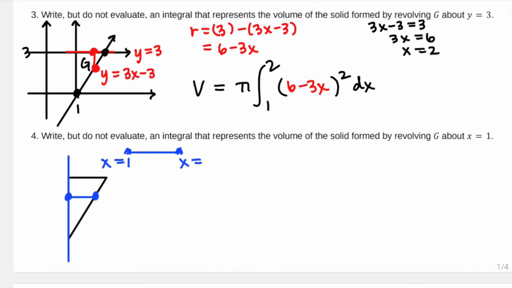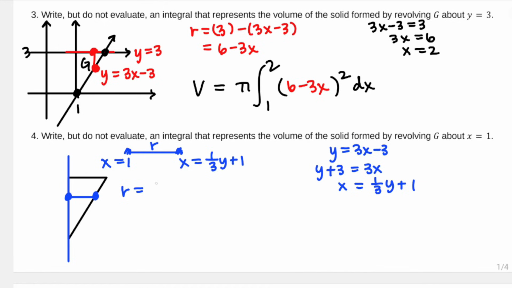Okay, now if I had y equals 3x minus 3, and I want to solve for x, I'm going to add 3 to both sides. x is going to equal y divided by 3 plus 3 divided by 3. I don't think I'll just leave it like that. Okay, 1/3 y plus 1. And so if I'm thinking about that radius being right minus left, that would be radius equaling 1/3 y plus 1 minus the 1. And so it would just be 1/3 of y.